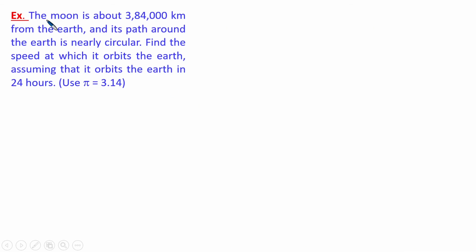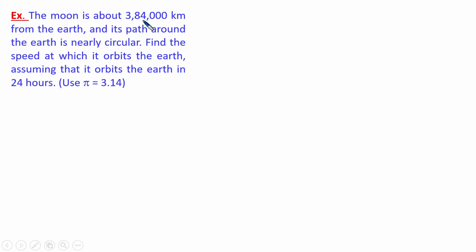So another example, how do you model it? The moon is about 384,000 kilometers from Earth and its path around the Earth is nearly circular. Find the speed at which it orbits the Earth, assuming that it orbits the Earth in 24 hours. So this is the radius, 384,000. Outside India, they don't use the word lakhs. 100,000 is actually 1 lakh. So it is 384,000.